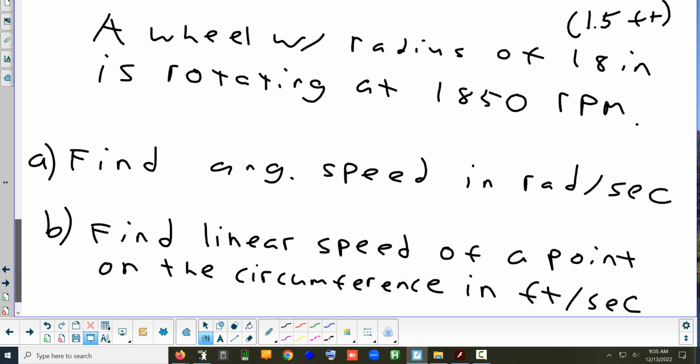All right, so they want us to do two things. These two things are totally separate. You don't need to do part A to do part B. So it's like two separate problems.